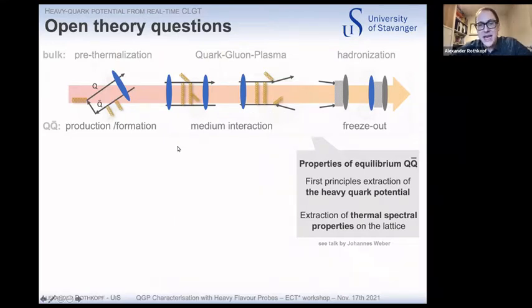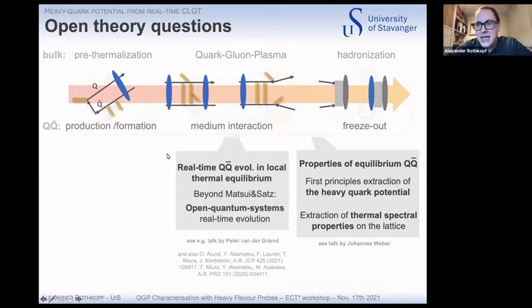And then we had another talk by Peter, who told us about one of the approaches that are currently being developed to treat the real-time evolution of heavy quarkonium in a local thermal equilibrium, where the community has really made progress over the last years to go beyond the static picture of Matsui and Satz. These open quantum systems approaches, I think, are really interesting and allow us to connect really first principles finally to the phenomenological modeling, somehow erasing at some point the distinction between phenomenology and theory there. And this is quite exciting.